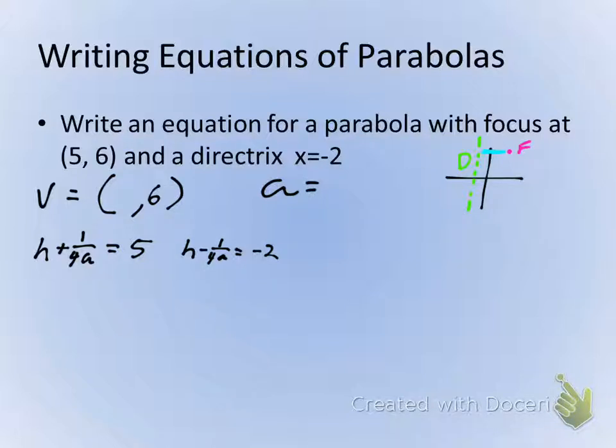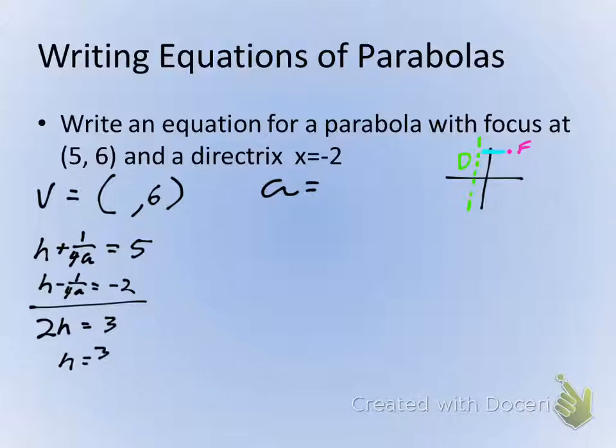You could set them both equal to h, or you could solve for h and plug it in. I have a better idea, because of the way it's written, which I did on purpose. Make it a system. Once you make it a system, what's h plus h? 2h. What's 1/4a minus 1/4a? 0. Hey, that's nice. What's 5 minus 2? 3. So h equals 3 halves.